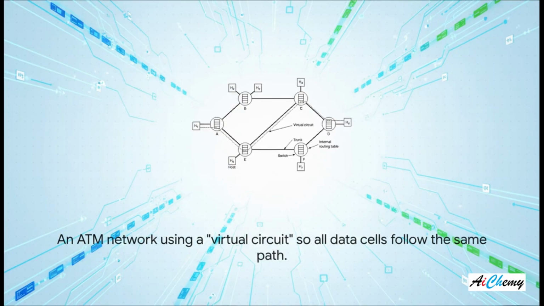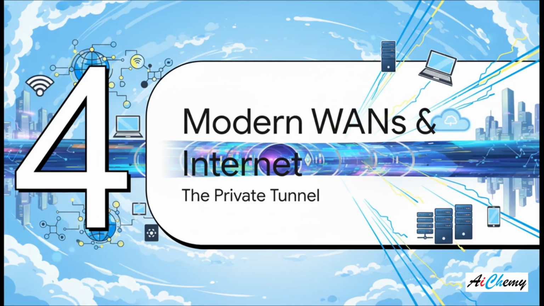This image shows you the other secret to ATM's success, the virtual circuit. Before it sent a single cell of your data, the network would set up a dedicated, pre-planned path from the start point to the end point. Then all those little 53-byte cells would just zoom down that same path, like cars on their own private highway. This guaranteed they'd arrive in the right order and super fast, which is absolutely critical for real-time stuff, like a phone call.